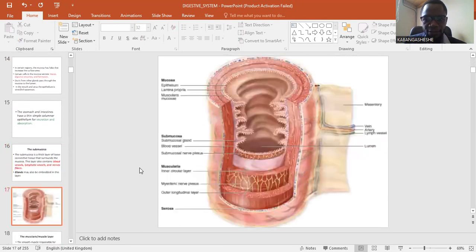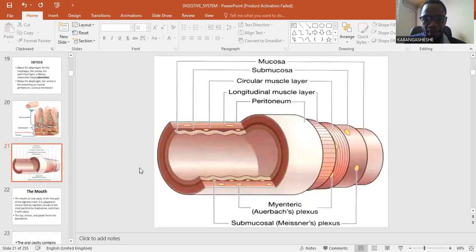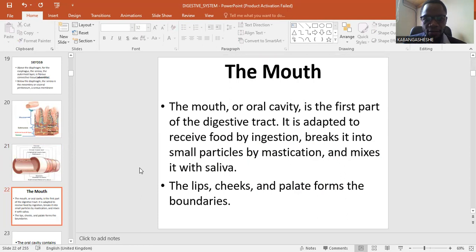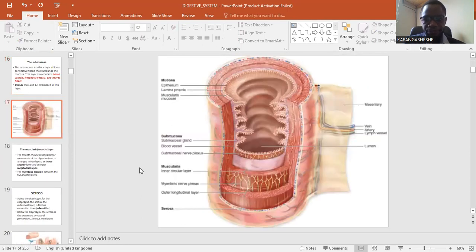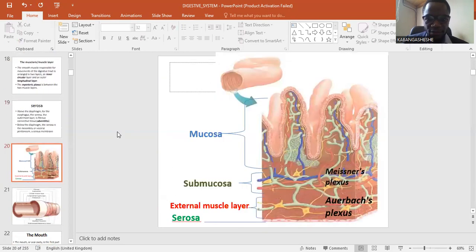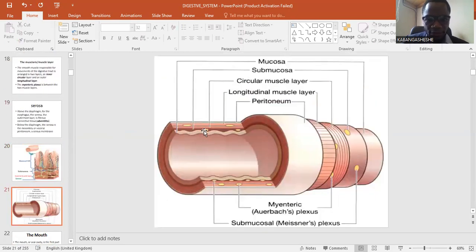Let me find a better one. Okay. All right. So that is a tube itself. So start from the inner layer going out. These are the following layers that you're going to find. We're going to find mucosa. Let's go to this one, which is a bit more general first. So the inner lining here is mucosa, as shown.